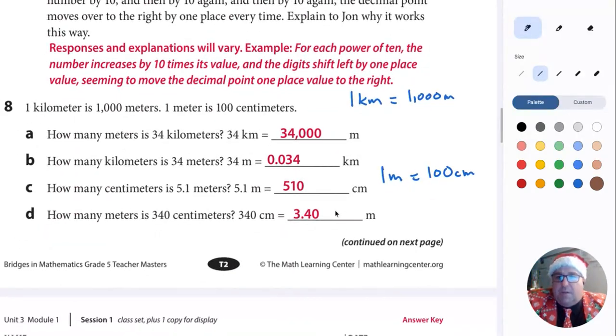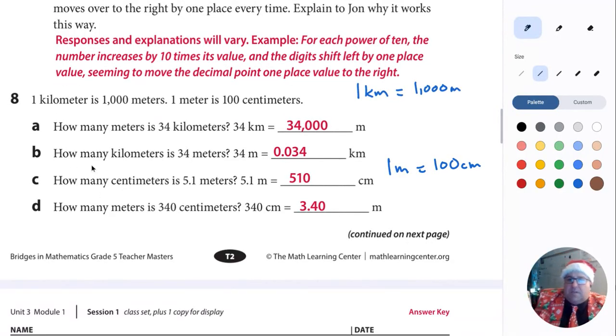Next, we get into our metric conversions. So it tells us 1 kilometer is 1,000 meters. 1 meter is 100 centimeters. So A and B, we're dealing with kilometers and meters. So again, 1 kilometer is 1,000 meters. So basically, we just set up our little chart and just kind of go from there. So if I have 1 kilometer, I multiply by 1,000 to get how many meters there are. Or if I have the meters, I got to divide by that to get the kilometer.